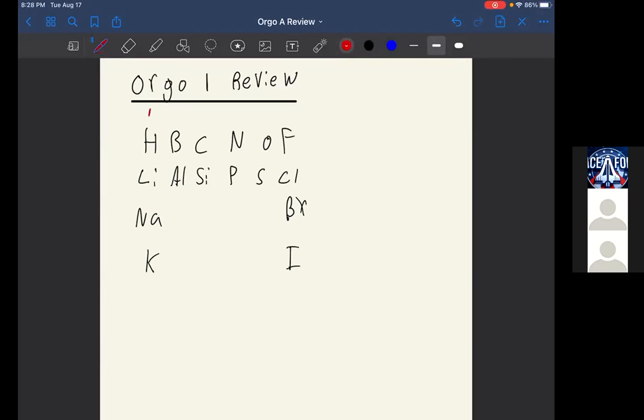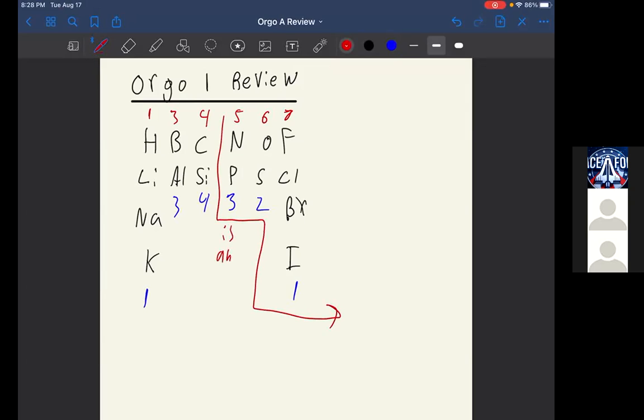So up here is the number of electrons that surround the actual atom itself. I think you guys all know that. And then down here in blue is going to be the number of bonds it typically makes. And then if you guys remember, anything after carbon is always in the octet.